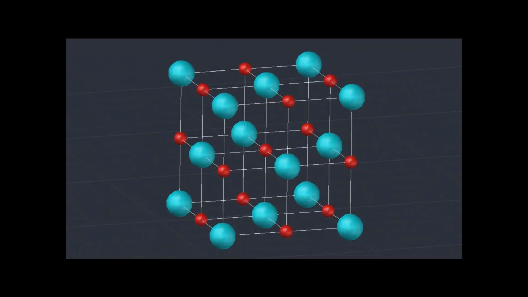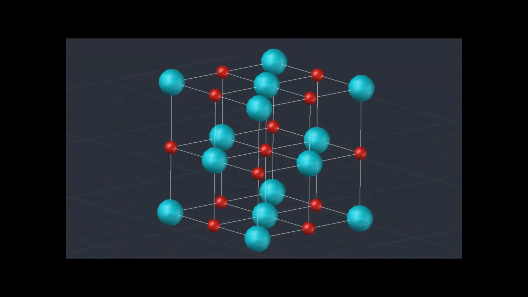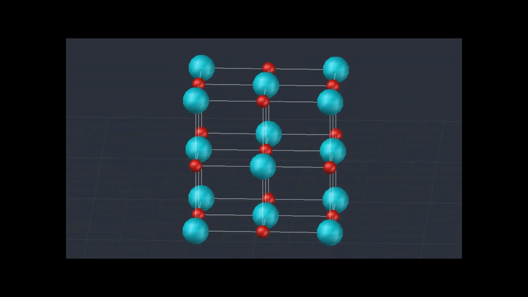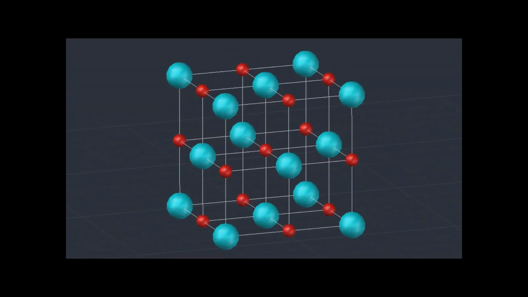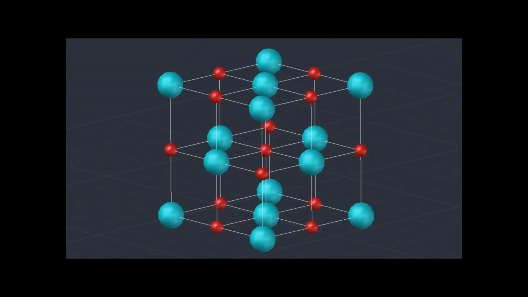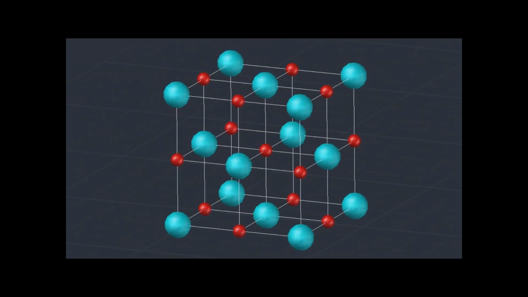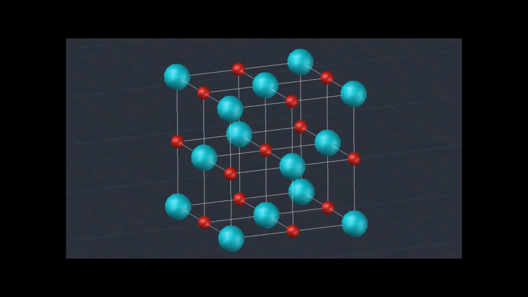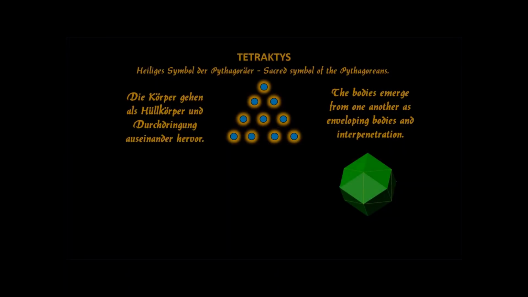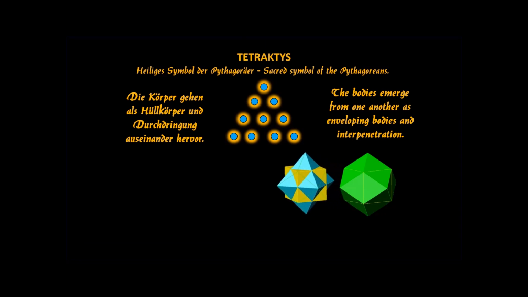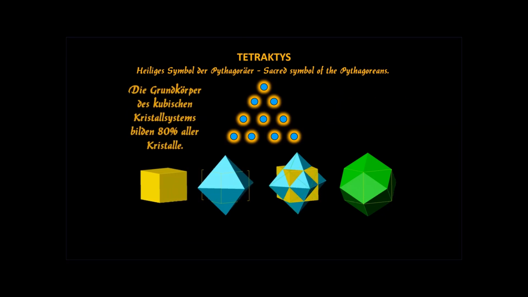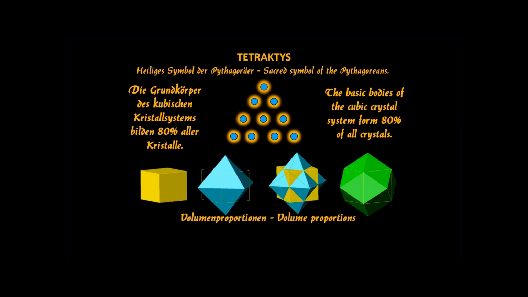The basic cadence with its frequency ratios is nothing other than a basic symmetry of space. The same applies to the other form of the Tetraktys and to the triad. Music is therefore not just a form of unconscious calculation with the proportions of simple whole numbers, but the expression of simple spatial symmetries. The volume proportions of the basic body of the cubic crystal system, in which 80% of all crystals crystallize, are also 6 to 8 to 9 to 12.